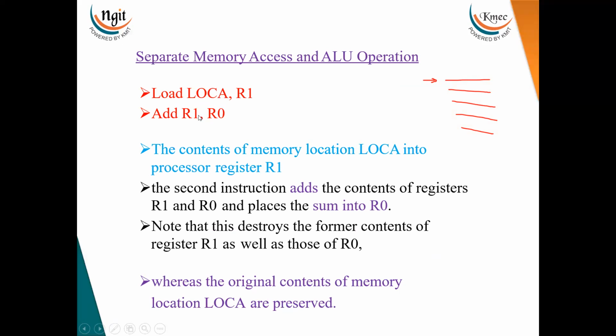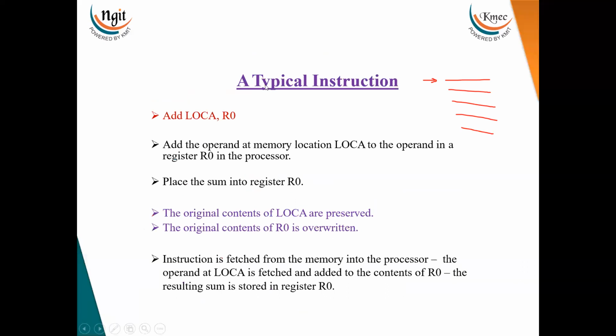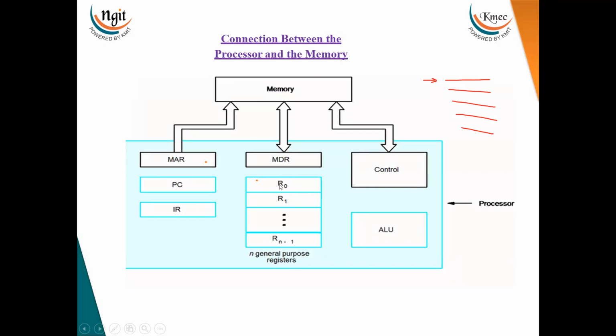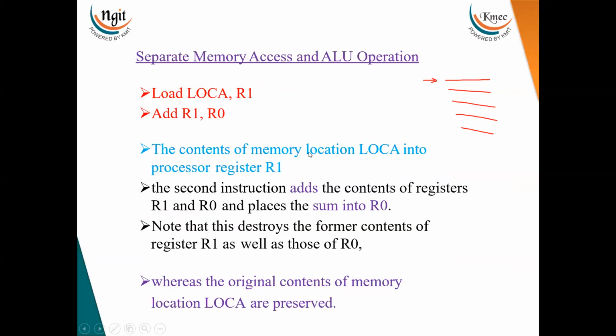Instead of adding the location directly with the register, here we are doing load location, R1. That means whatever the memory location's operand value is, we are loading that operand into the R1 register. Now, instead of adding the location value with R0, we are using two registers, R0 and R1, for the addition operation. So the memory location content we move into the R1 register, and this R1 register we add with R0.